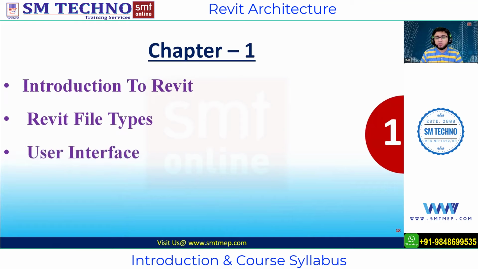Then again, we are going to see the user interface, meaning what are the options which are available on the screen. Those things we are going to cover in this. Again, how to start a project. When you are going to work with any Revit project, how to start and how to conclude. That is what we are going to see in chapter 1. So this is a basic chapter, very important, because in this chapter we can understand the complete screen icons.